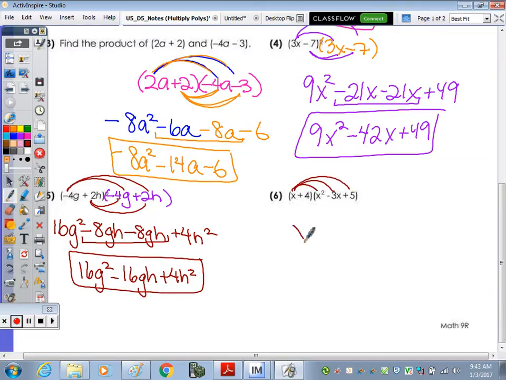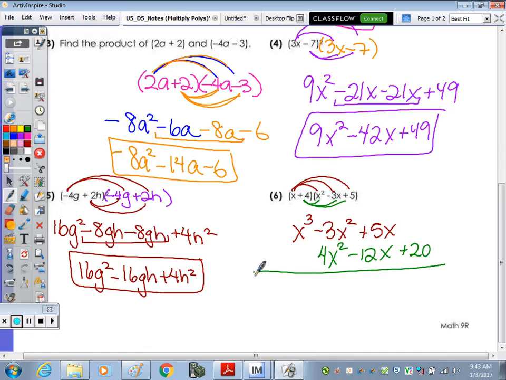So x times x squared would be x cubed. x times negative 3x would be negative 3x squared. And then x times 5 is 5x. As I distribute that positive 4 through, I'm going to stack it under its like term. So then positive 4 times x squared, say it to yourself first, it's 4x squared. So that goes underneath the negative 3x squared because they're like. And then a positive 4 times a negative 3x would be negative 12x. And then 4 times 5 is a positive 20.